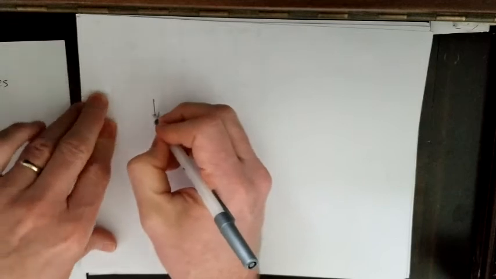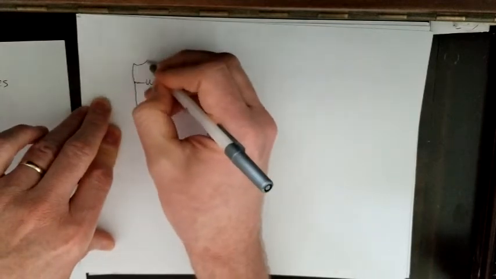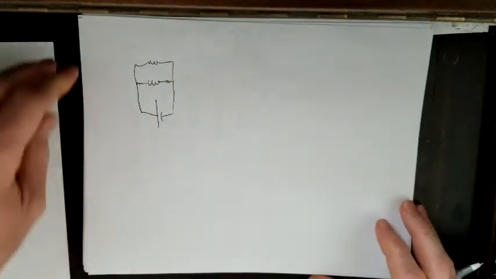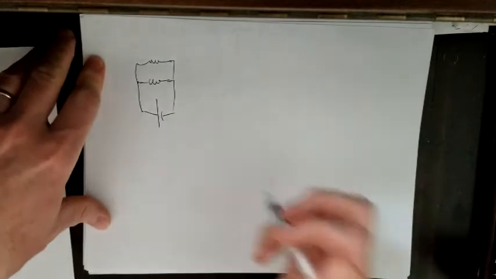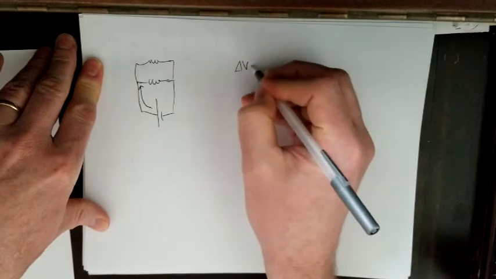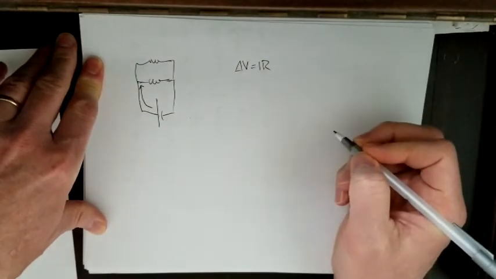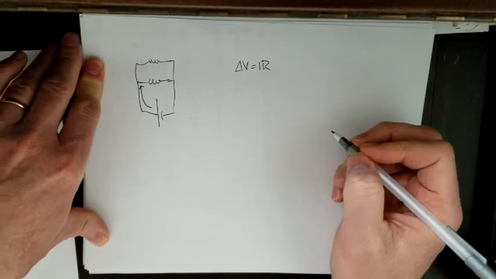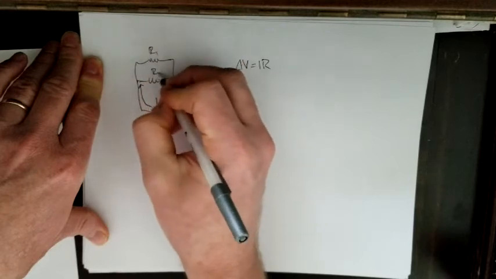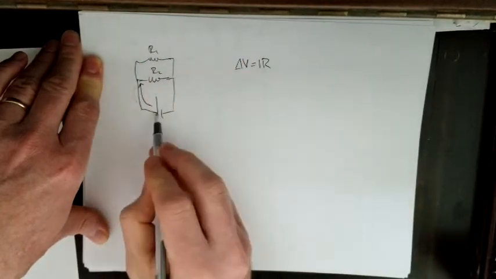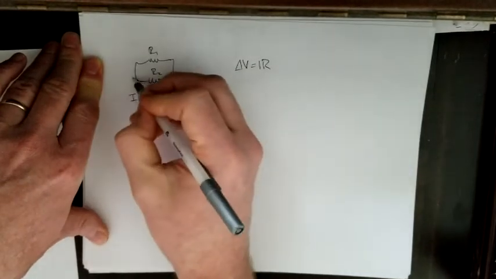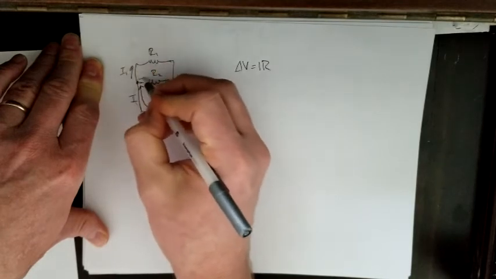I now have, again, my power supply. I have a resistor here. I have a resistor here. I have some current that's flowing along this way right here. I know that delta V is equal to IR, Ohm's law, which presumably has been derived in a previous video. Some resistance R1, some resistance R2. Whatever current is flowing out of the battery here will get to this junction and split. So I have some current flowing out of the battery, it's going to split, and I have I1 going this way, I2 going that way.